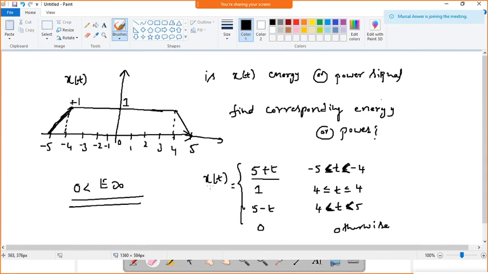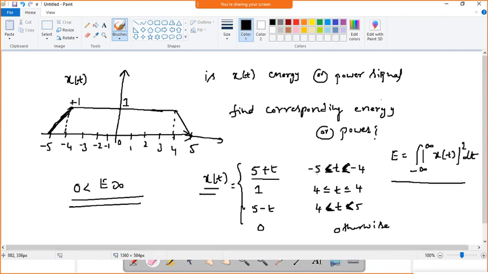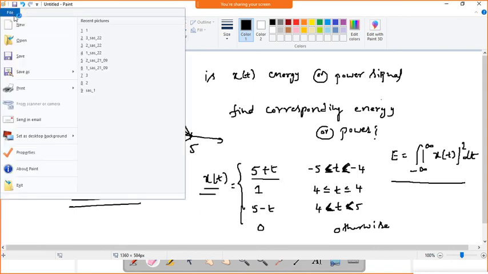Now if you have found x of t, then we can write the expression for the energy of the signal. What is the expression for energy? It is the integral from minus infinity to plus infinity of magnitude of x of t whole square dt. Is this correct? Did you get how this signal is written? Now you need to find the energy. Split the signal between the index values and find the energy of the signal.